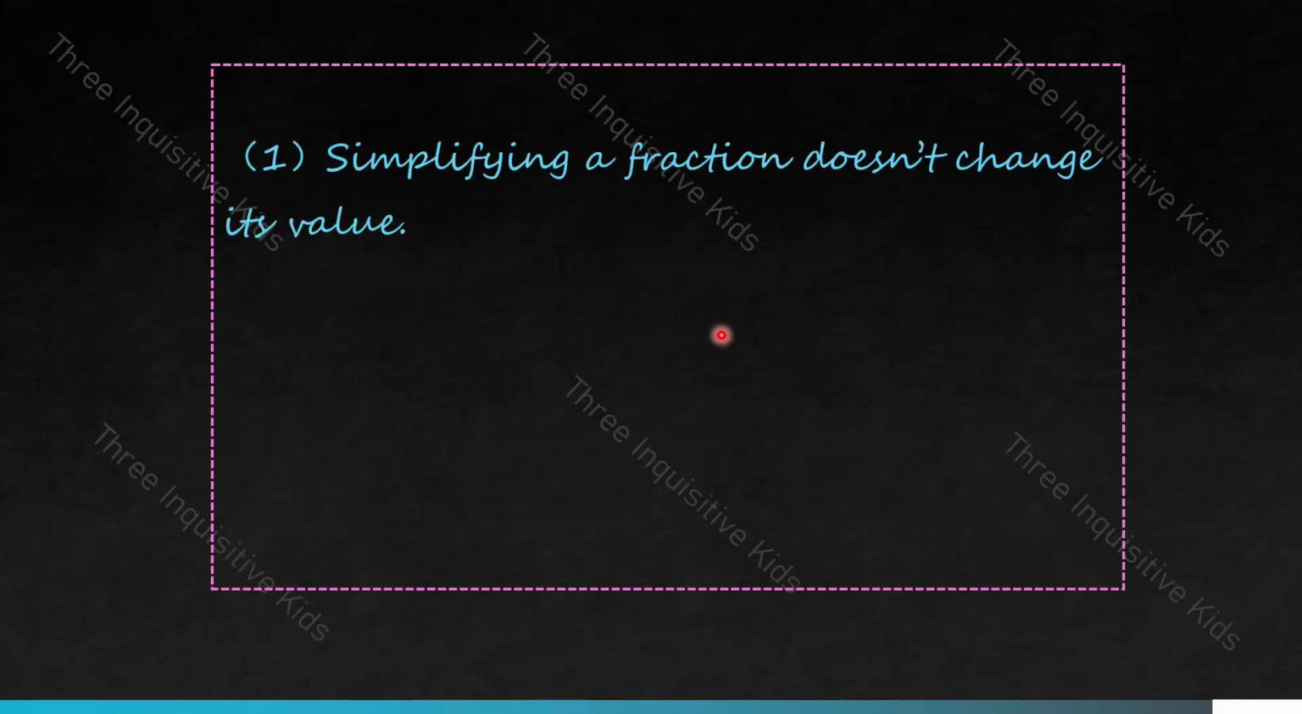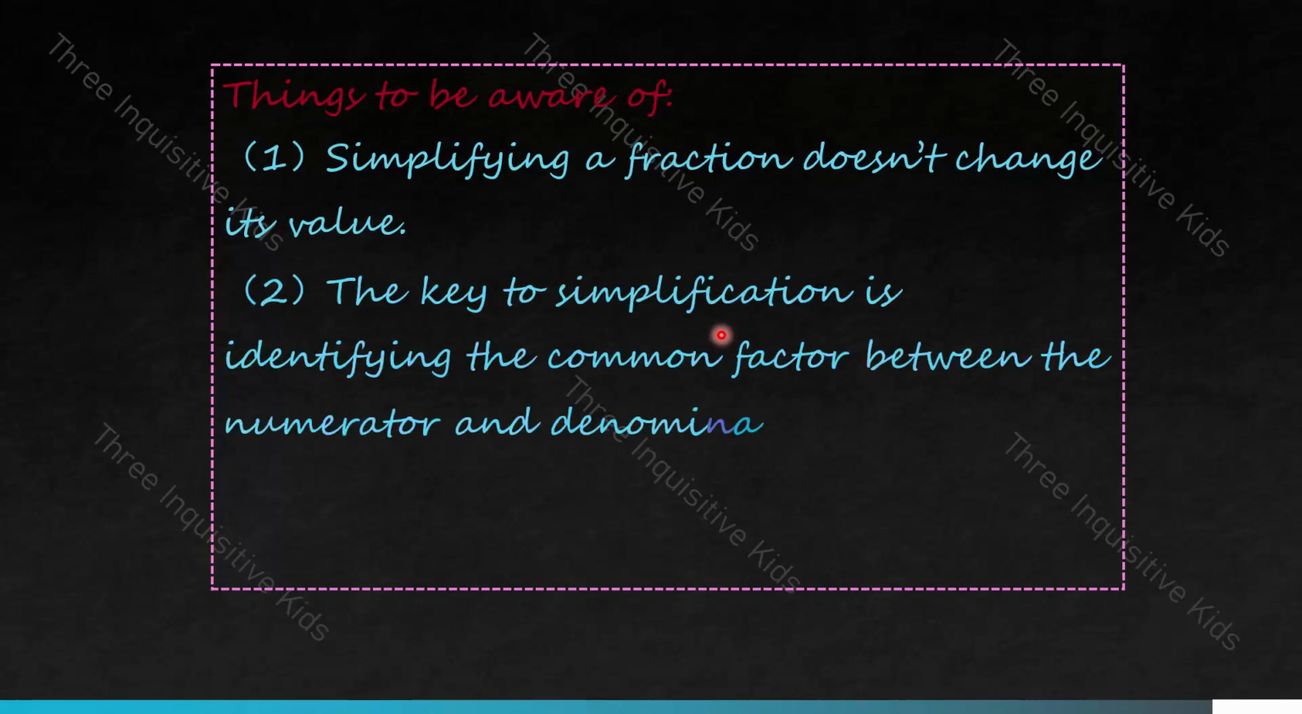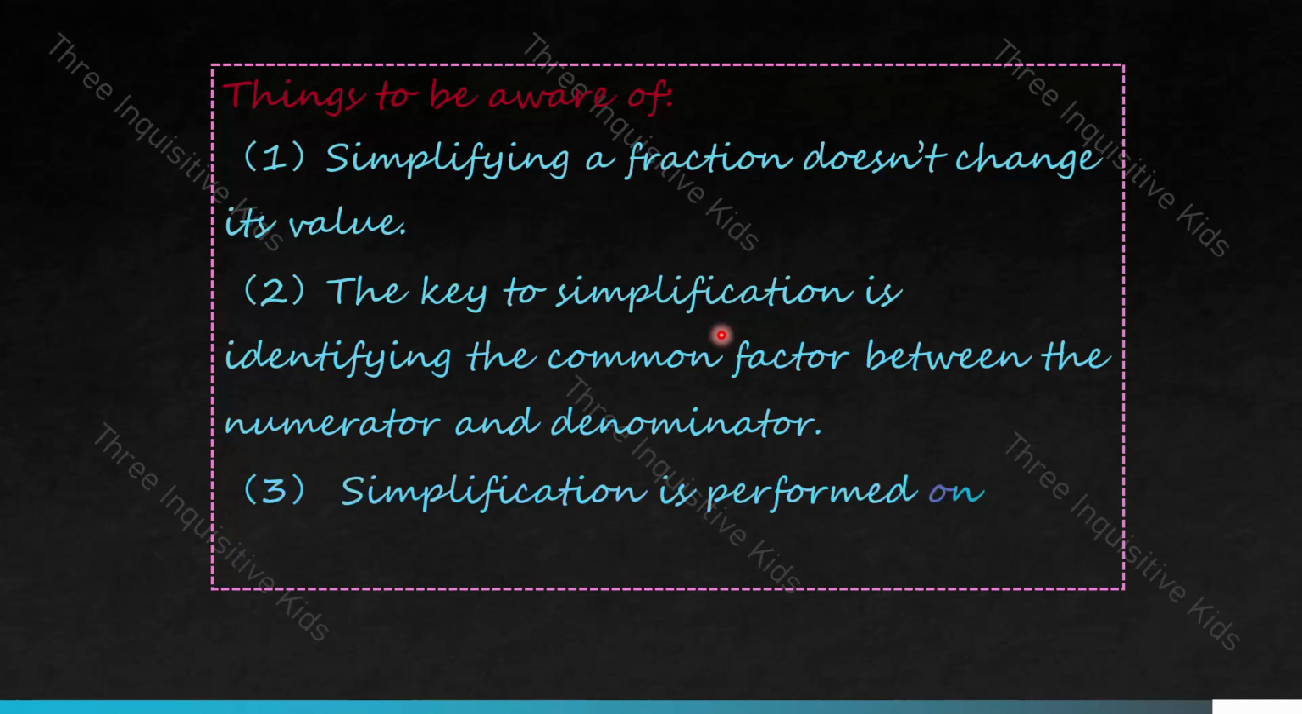So, simplifying a fraction doesn't change its value. The key to simplification is identifying the common factor between the numerator and denominator. And finally, simplification is performed on the entire numerator and denominator. For example, if you have a polynomial, it's performed on everything. Say you're removing factors. You have to apply it to every single term, not just one.